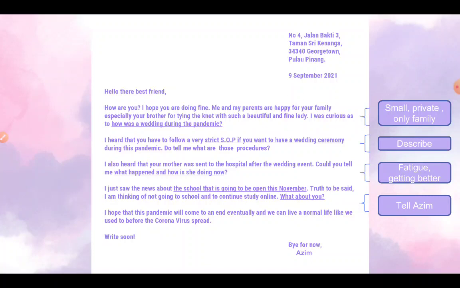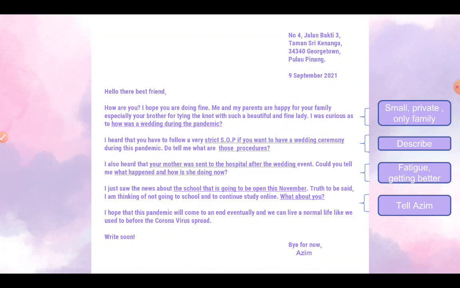Now, from paragraph 1, we know that Azim is asking, he was curious as to how was a wedding during the pandemic. In paragraph 2, Azim said, I heard that you have to follow a very strict SOP if you want to have a wedding ceremony during this pandemic. Do tell me what are those procedures. Now, for this second paragraph, you have to write to Azim describing the strict SOPs that people or you have already practiced in the wedding.